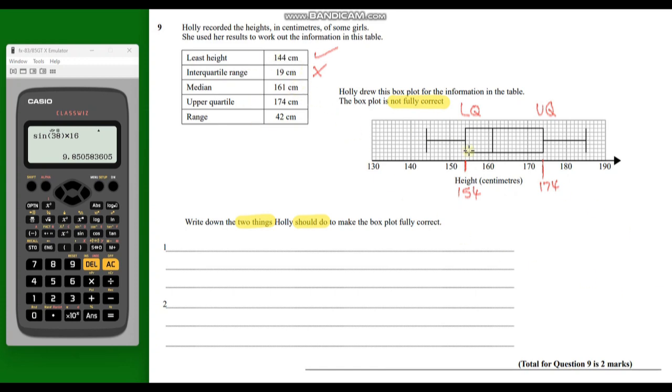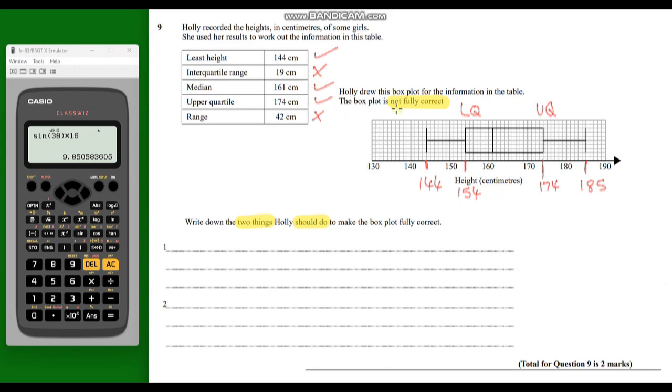The median, 161, that looks like that's correct, so that's fine. The upper quartile, 174, well, that's right. And finally, the range is 42. Well, the range is the difference between the highest value and the lowest value. So the highest value, that is 185. And the lowest value, well, that is 144. Which is, the difference between these two values is 41, not 42. So that is wrong.